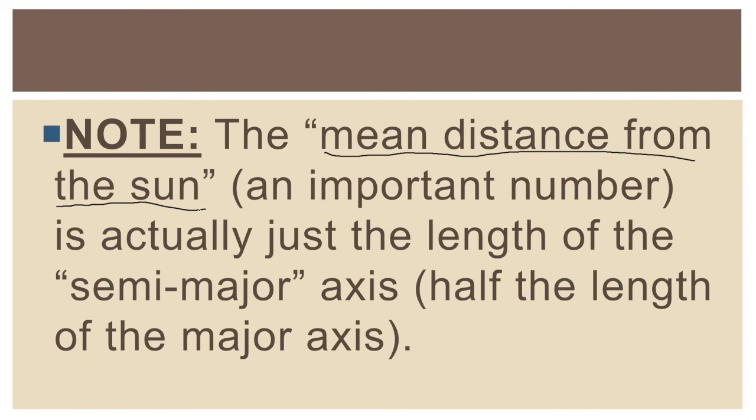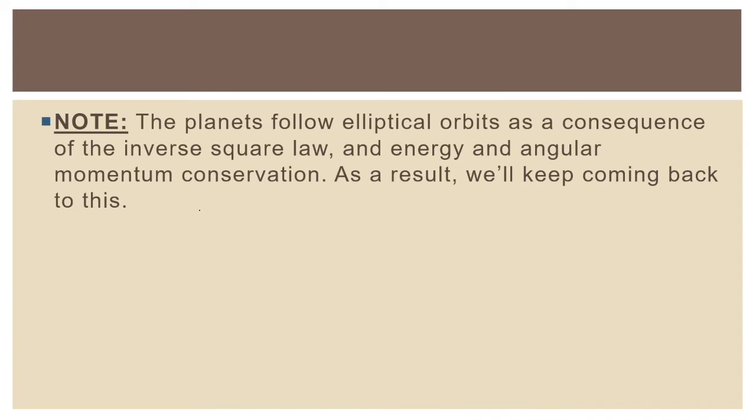Okay, and just very quickly before we move on to the second law, I just want to say two more quick things, which I think is really going to set us up for the next law, and the other times that we'll see this. The planets follow elliptical orbits as a consequence of the inverse square law and energy and angular momentum conservation. And so as a result, we're going to keep coming back to this. We're going to come back to this 3 separate times.